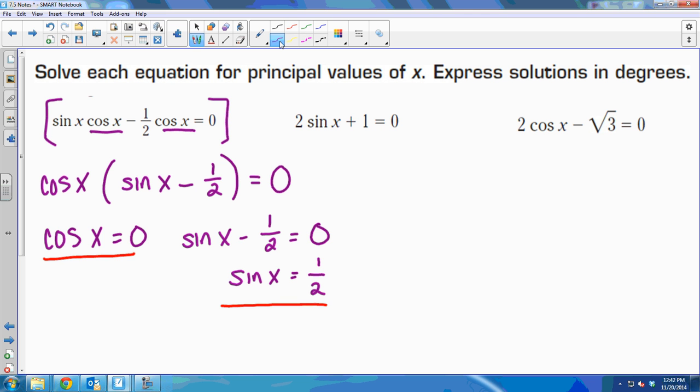Again, we're just looking for principal values. So I'm looking to see where cosine x equals 0, but only between 0 and 180. So that's at 90 degrees. It is nowhere else between 0 and 180. Everyone go with that? Then we're looking for sine x is a half between negative 90 and 90. That's 30.